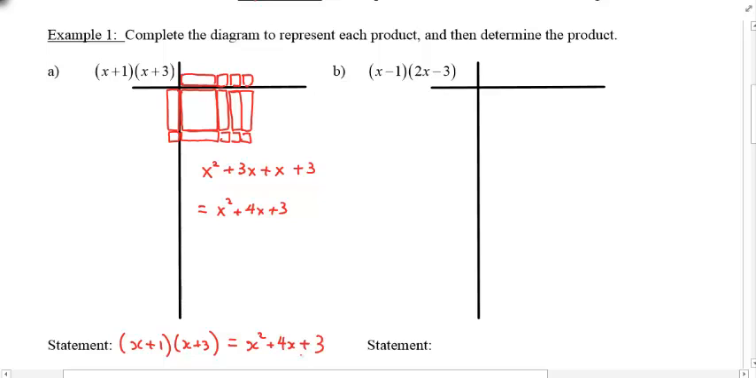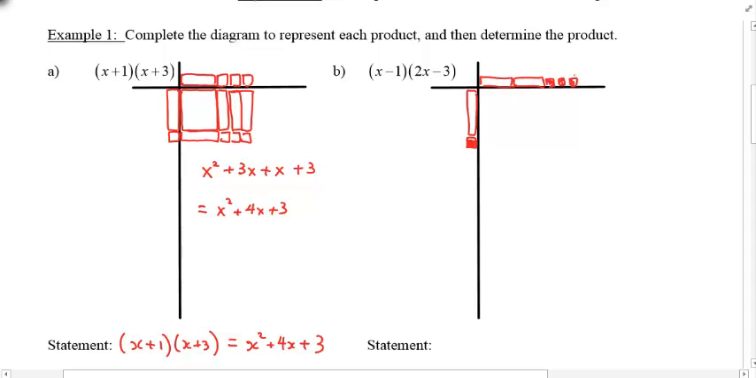Try the next one then. Okay, so similar. Let's draw the algebra tiles. So x minus 1, let's put that on the vertical part of the chart. x minus 1 this time, dark and square. 2x over here, so 1 rod, 2 rods, minus 3. 3 shaded squares. Okay, fill in the chart.